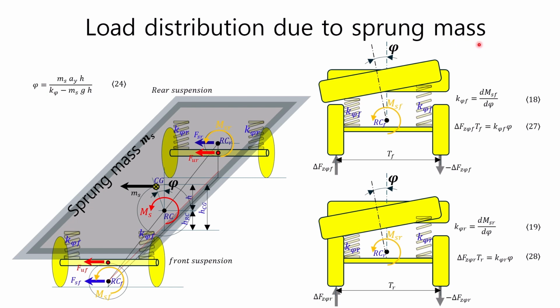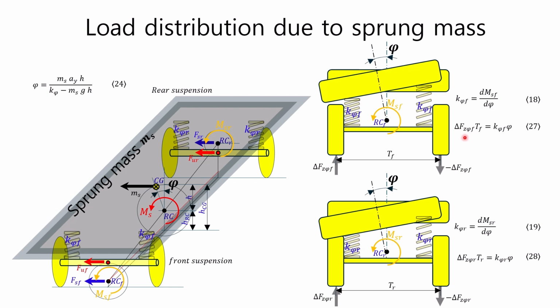The front suspension roll stiffness can be expressed as equation 18 by differentiating the front sprung moment MSF with respect to the roll angle phi. According to the law of action and reaction, the moment MSF generated by the front wheel sprung mass must be equal to the reaction moment of the vehicle, and the reaction moment of the vehicle can be obtained by multiplying the front load transfer delta Fz phi F by the front wheel track Tf. Therefore, equation 27 can be obtained.